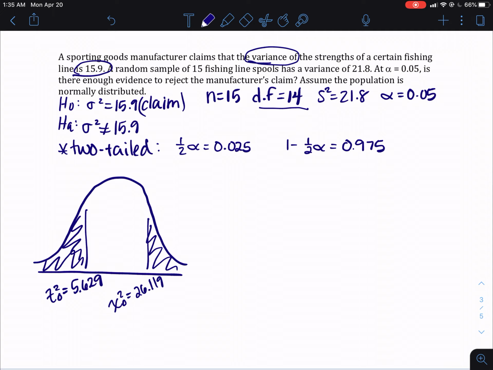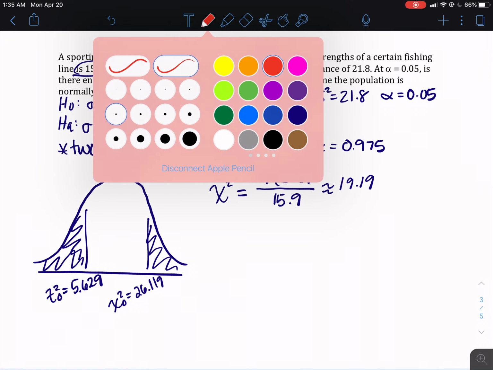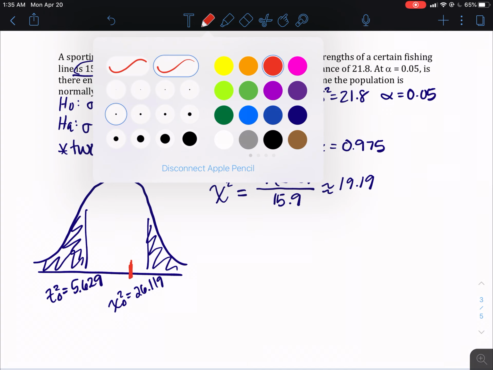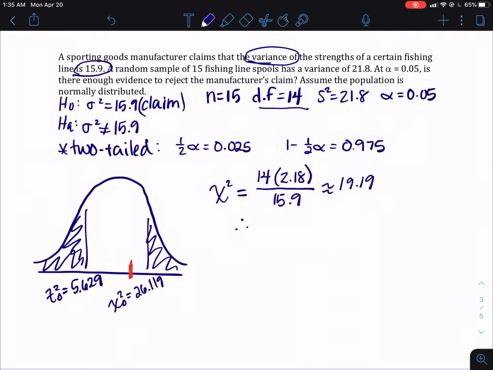Now we want to find our standardized test statistic, chi-squared. So n minus 1 is 14 times s squared, 21.8, over sigma squared, 15.9. And if you plug that in your calculator and round to the nearest hundredth, you get 19.19. So that value falls in between our two critical values, which means that our decision is going to be fail to reject.